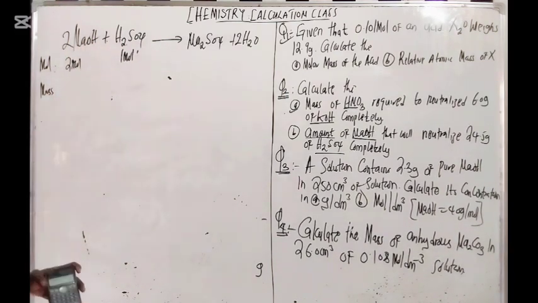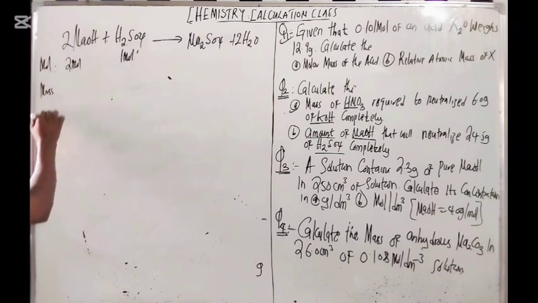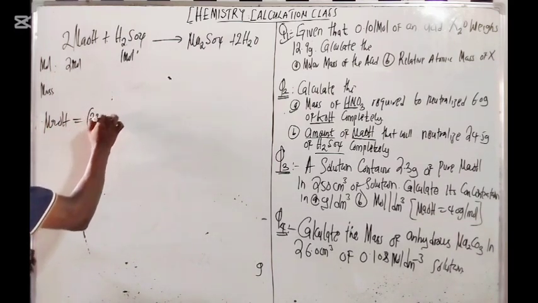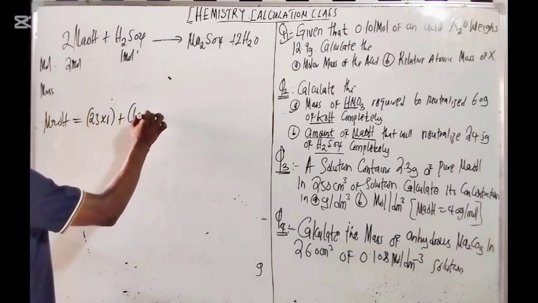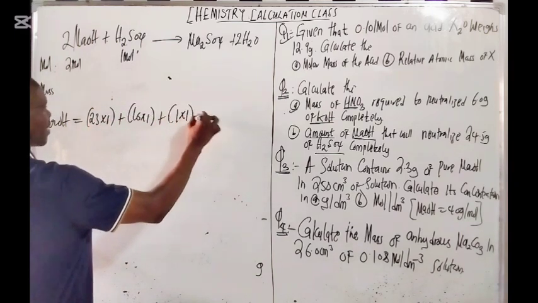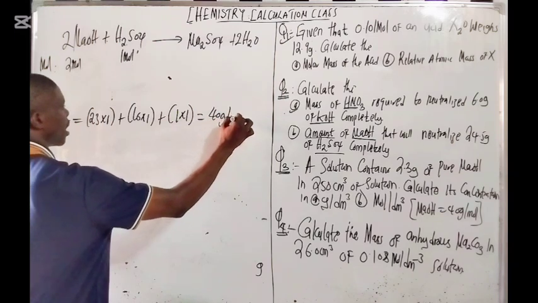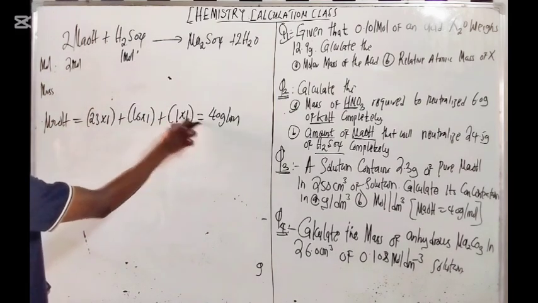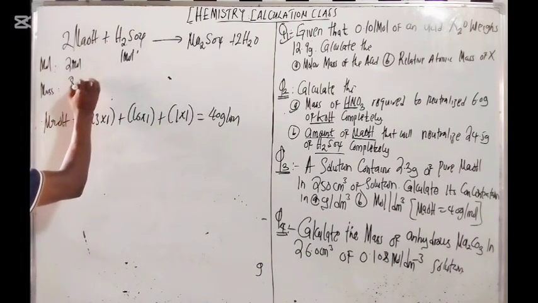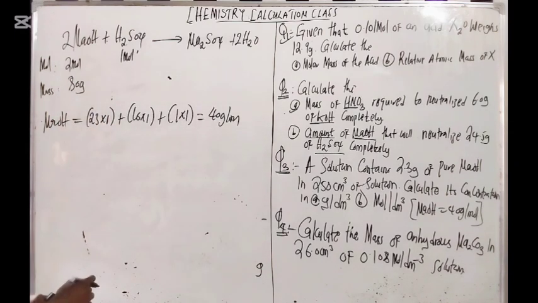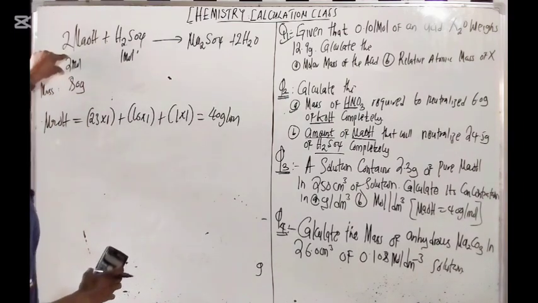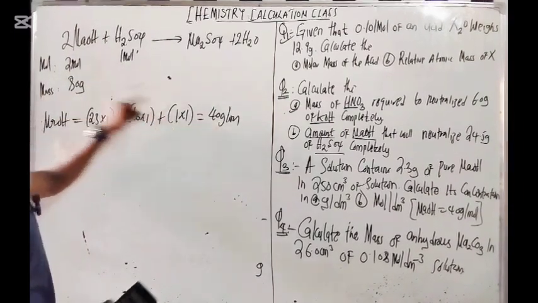So how do you get the mass? The molar mass of the two of them. If you check NaOH very well and calculate the molar mass, it is 23 times 1 plus 16 times 1 plus 1 times 1. It will give 40 grams per mole. 2 times 40 is 80, so you put 80 grams here. For H2SO4, to get the balance mass, the balance mole times the molar mass calculated. That's how I got this one.